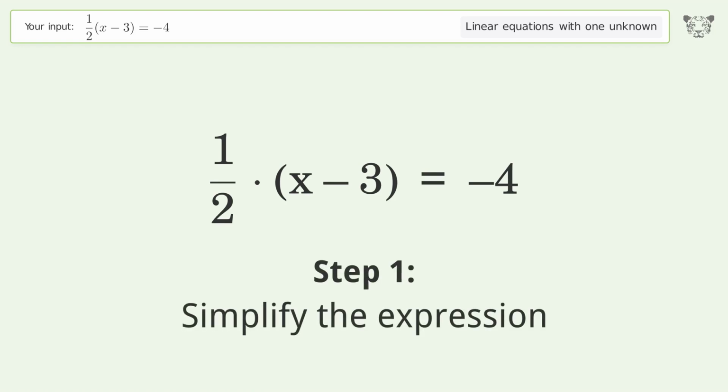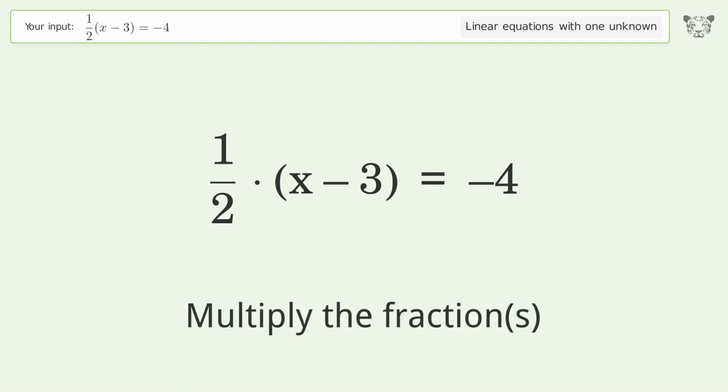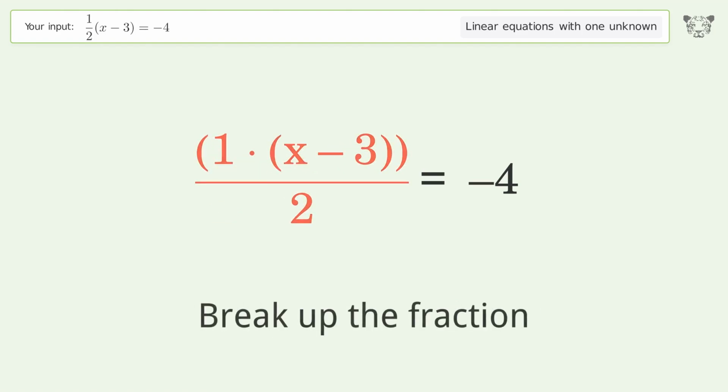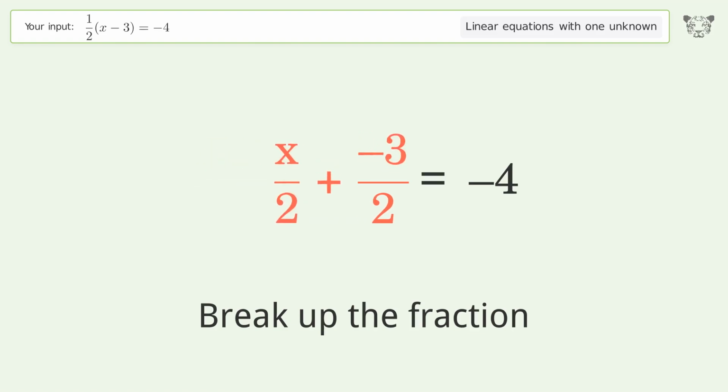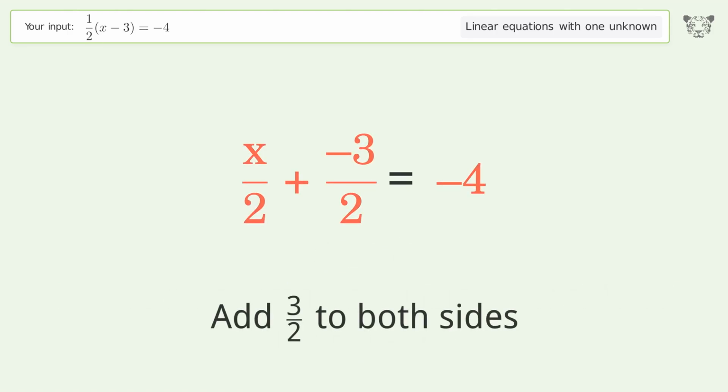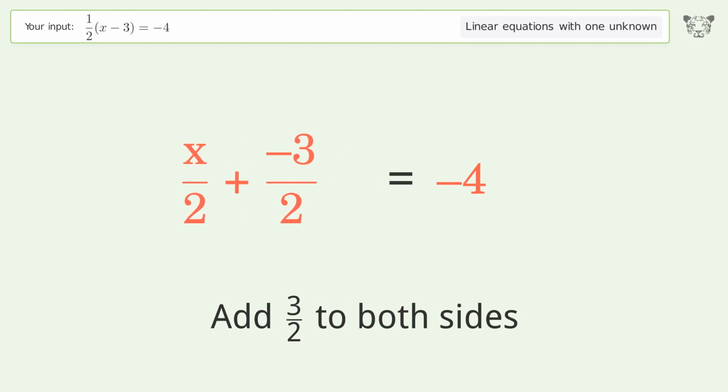Simplify the expression. Multiply the fractions. Break up the fraction. Group all constants on the right side of the equation. Add 3/2 to both sides.